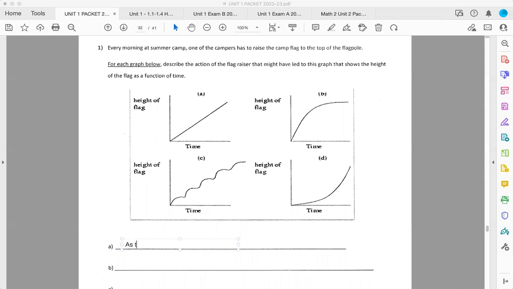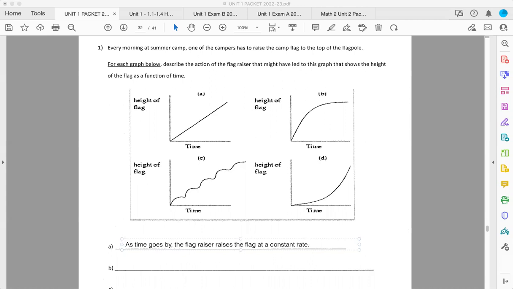So we can safely say for option A that as time goes by, the flag raiser raises the flag at a constant, how do we say height? Here it's not a speed, right? It's not distance. It kind of is a distance, the height per time. So we can say at a constant speed or rate.